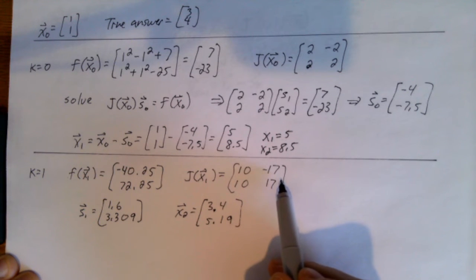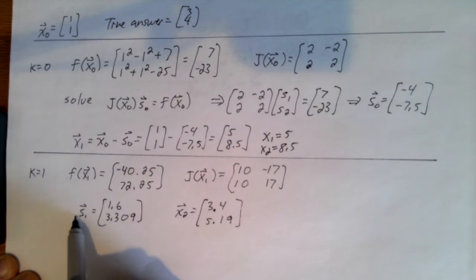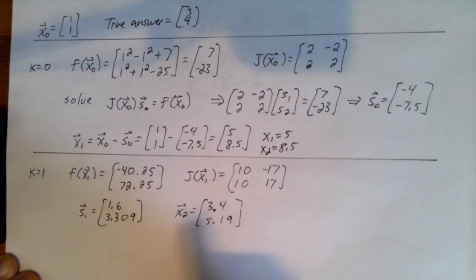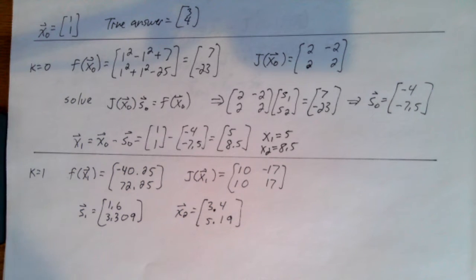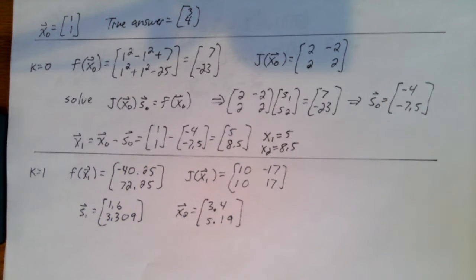This would be the corresponding Jacobian, the corresponding s value, s sub 1, and x sub 2 is equal to 3.4 and 5.19. So let's look at a Python program now that will carry out the rest of the steps, because this is really tedious to do by hand.